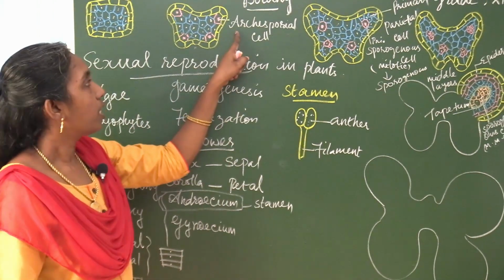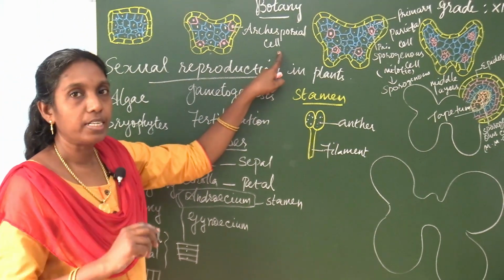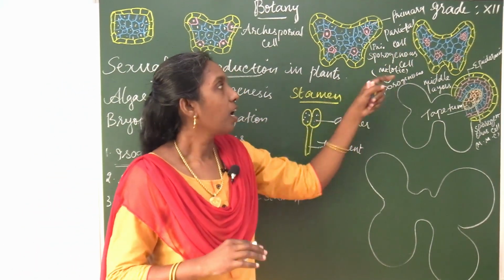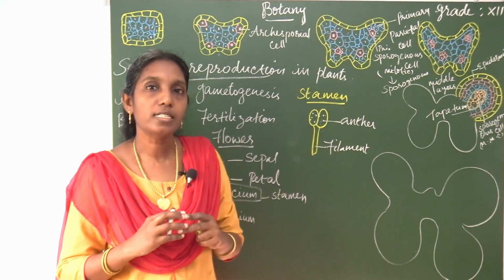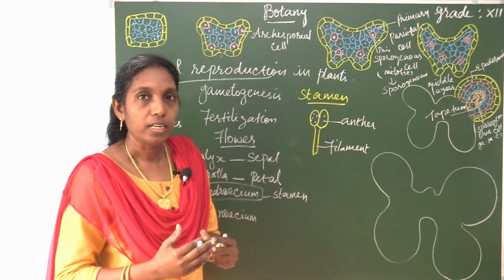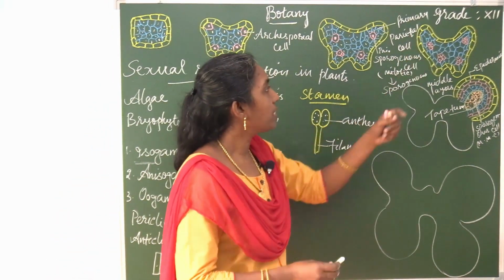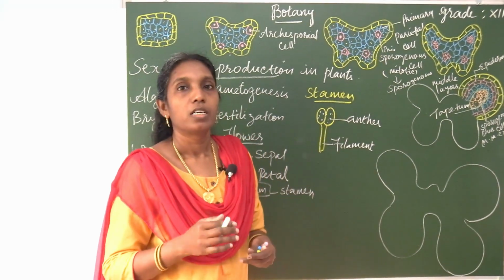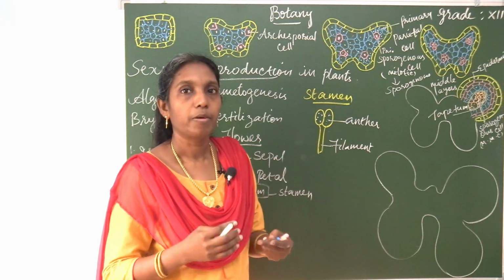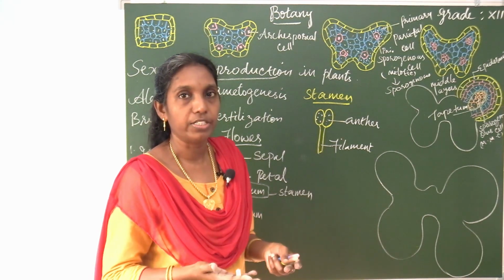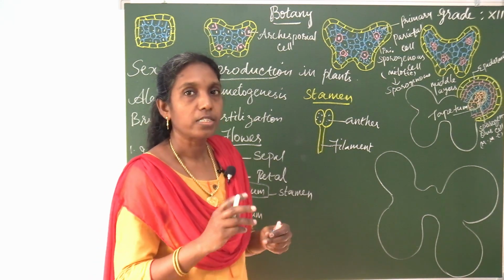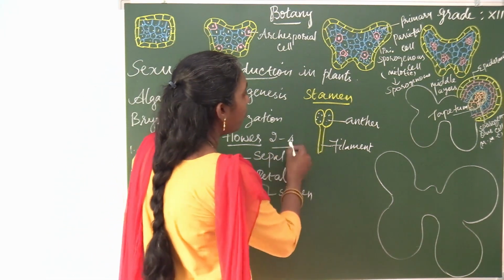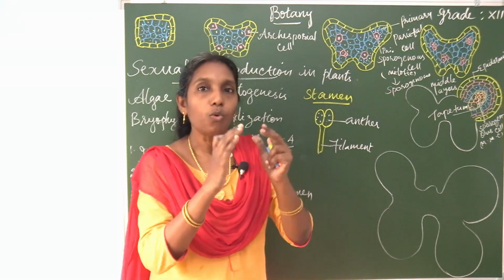Now, from the archesporial cell, two different types of tissues are formed: the primary parietal cell and the primary sporogenous cell. Again, this primary parietal cell undergoes divisions, periclinal and anticlinal, which produce 2 to 4 layers of anther wall.